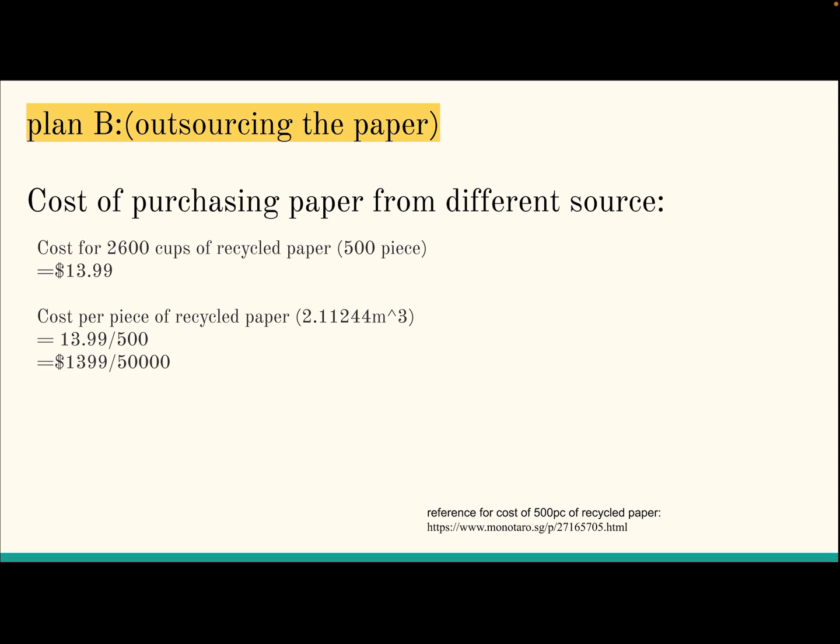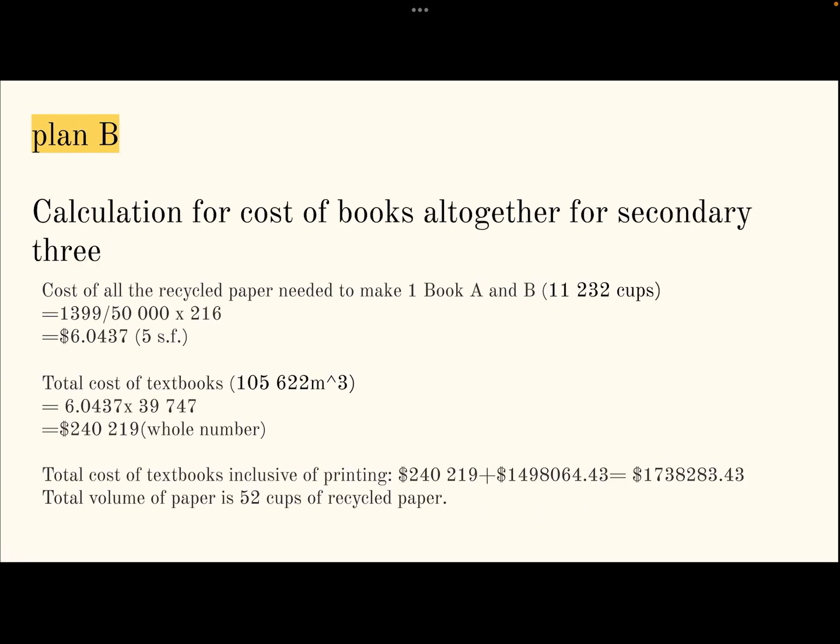Using American measurement, 2006 cups of 500 pieces of recycled paper cost SGD $13.99. For the cost of each piece, it will be 1399 over 50,000 in cents. So, from this information, we can calculate the cost of producing the textbooks for all Sec 3s in Singapore. To make one set, one book A and one book B, we have calculated the cost to be $6.0437 in 5 significant figures.